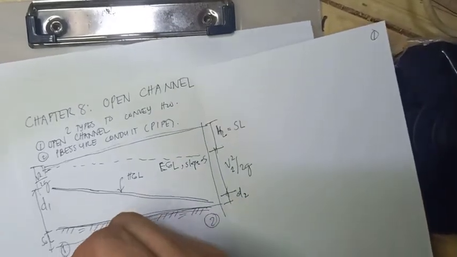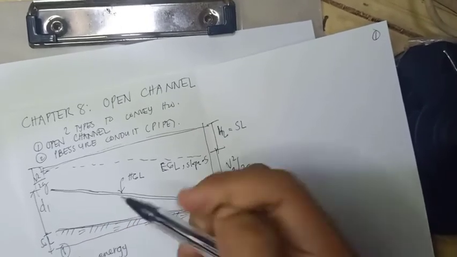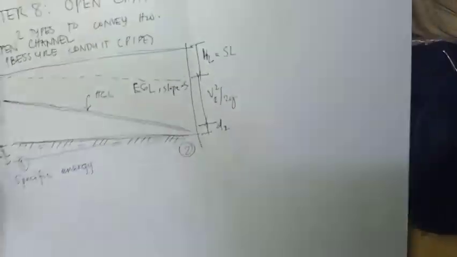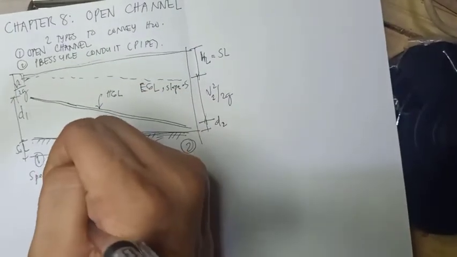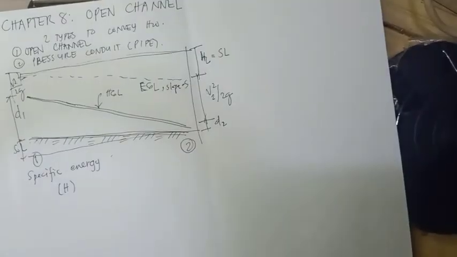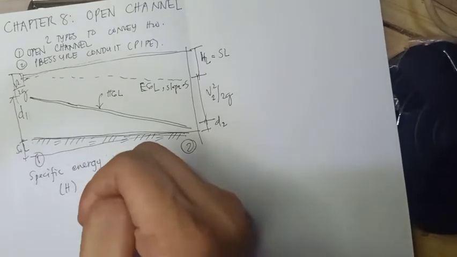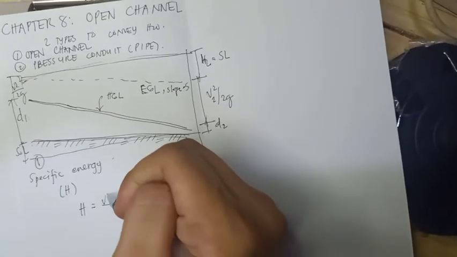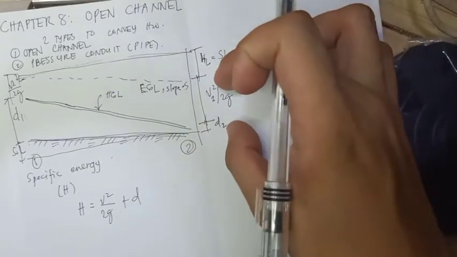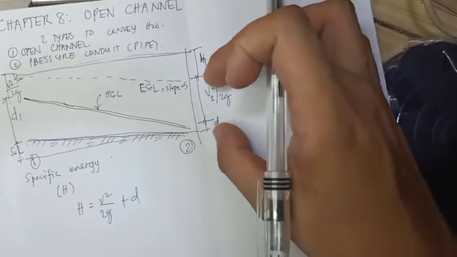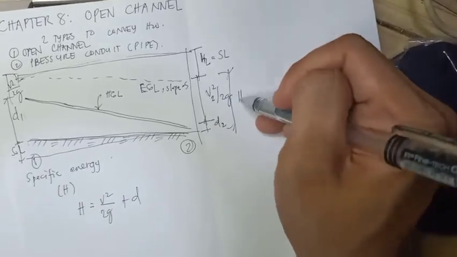So, specific energy. The specific energy, or simply symbolized as H, is defined as the energy per unit weight relative to the bottom of the channel. It is given by H equals V squared over 2G plus D. This H is the specific energy.